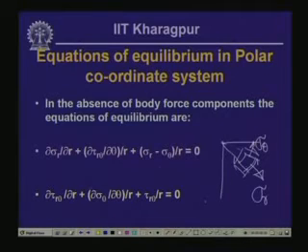In polar coordinate form, these are the equations of equilibrium: del sigma r del r plus 1 by r del tau r theta del theta plus sigma r minus sigma theta by r equals 0, and del tau r theta del r plus del sigma theta del theta upon r plus 2 by r tau r theta equals 0. These are the two equations which define the equations of equilibrium in polar coordinate system for a two-dimensional stress analysis.